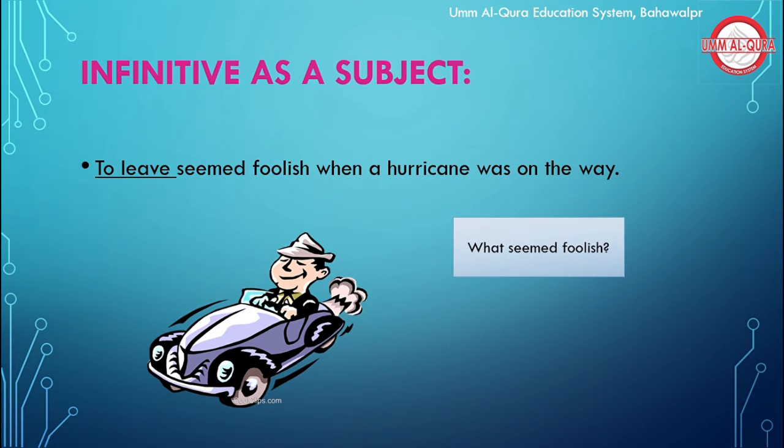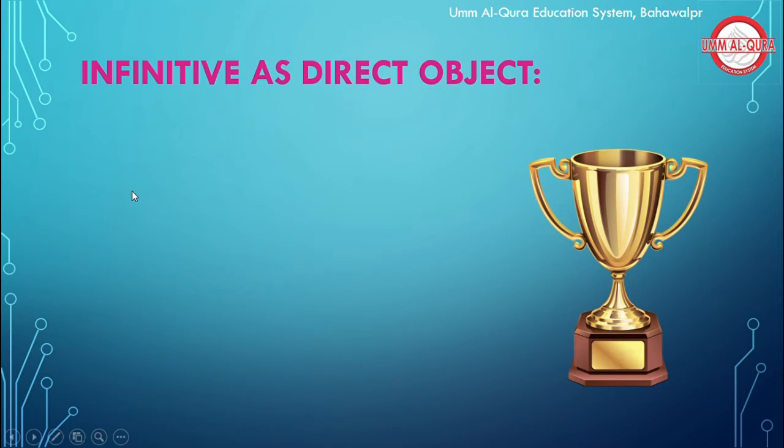Here, what seemed foolish? We are talking about a specific thing, the main part, the subject. That's why to leave here, which is coming at the start of the sentence, is an infinitive, but it is acting as a subject.